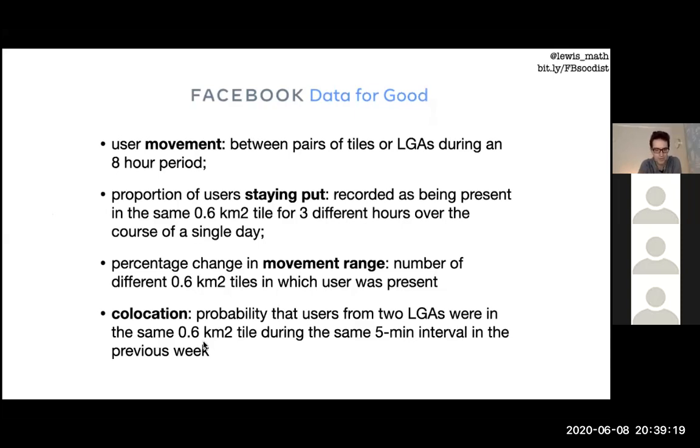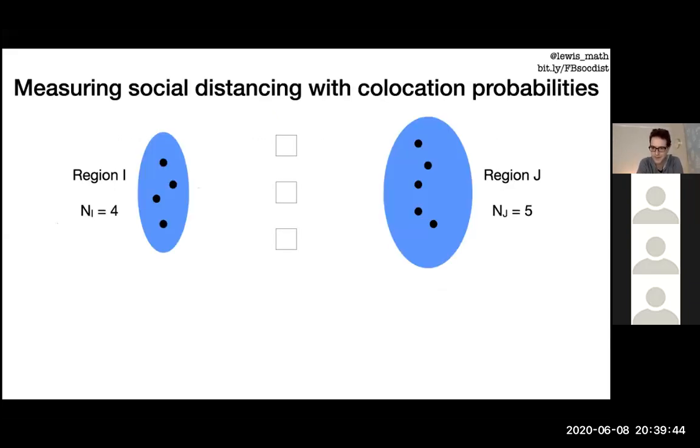And then the most important one for me, the one that I've been using in that figure, is something called a co-location probability. They define that as the probability that users from 2 different regions, so 2 different local government areas, were in the same 600-metre square tile during the same 5-minute interval in the past week. So that's a bit of a mouthful, and I had to sit down and do some basic probability and figure out what this means.